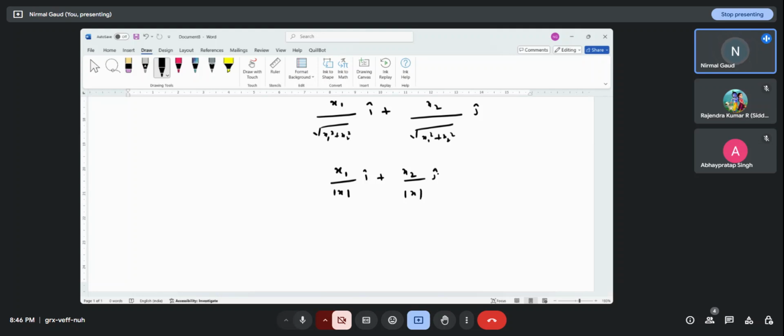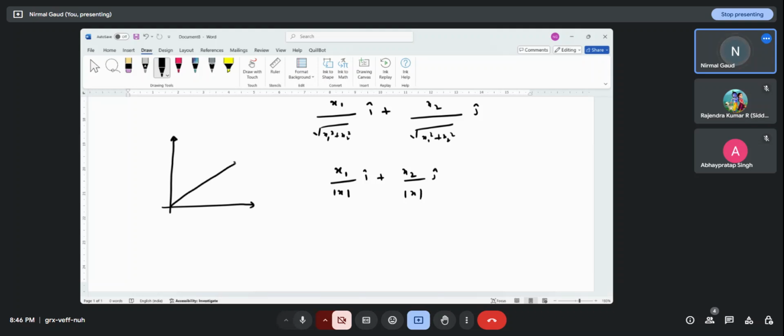Okay, so here these two values which you are getting, these are the unit vectors in direction of x and y, or I would say the unit vectors in the direction of i and j. These are the components. Okay, I can again make this vector like this.